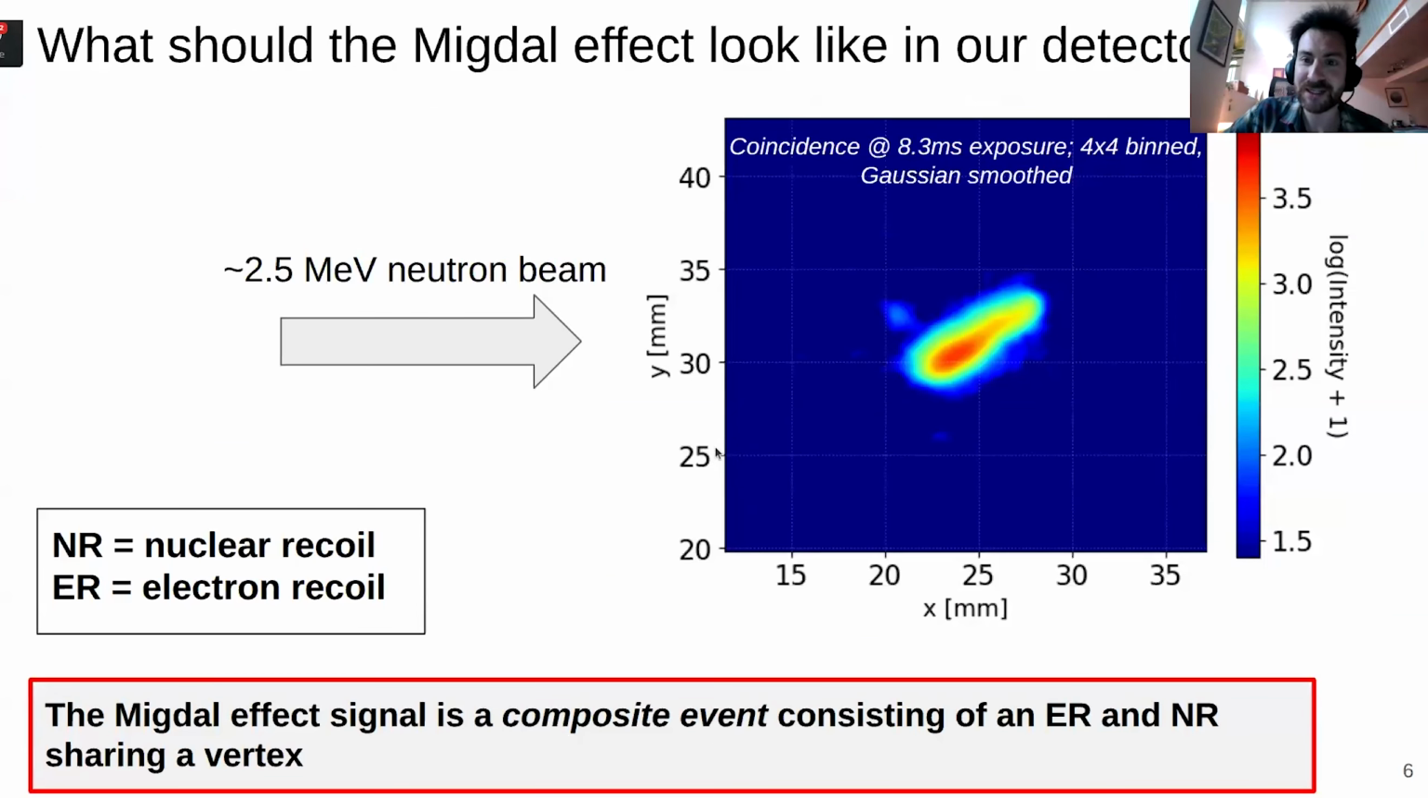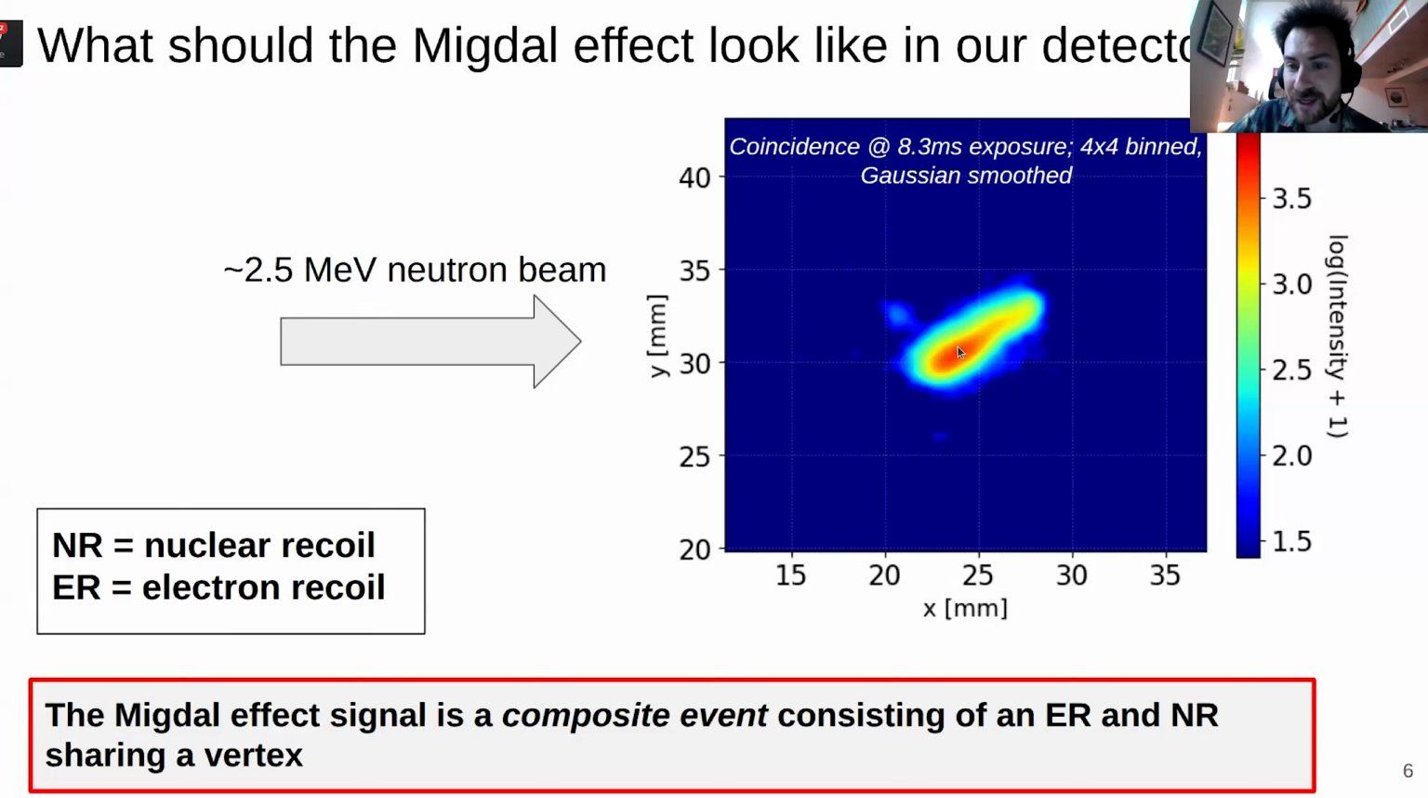Okay, so let's get into what the Migdal effect should look like in our detector. This is an image that we recorded. For reasons that I'll get into later, this actually isn't the Migdal effect, but it looks a lot like it. It's a good illustrative picture just to guide your intuition on what this event should look like. The idea, if this were the Migdal effect, is that your neutron comes into your detector and scatters, creating this very bright track, which is a nuclear recoil.